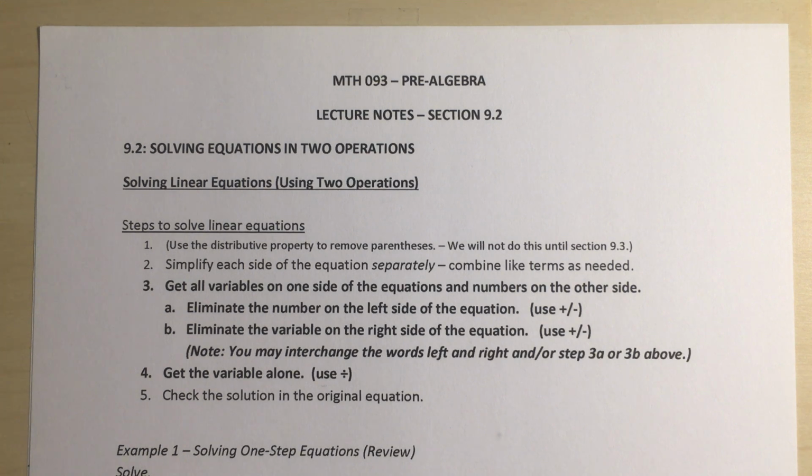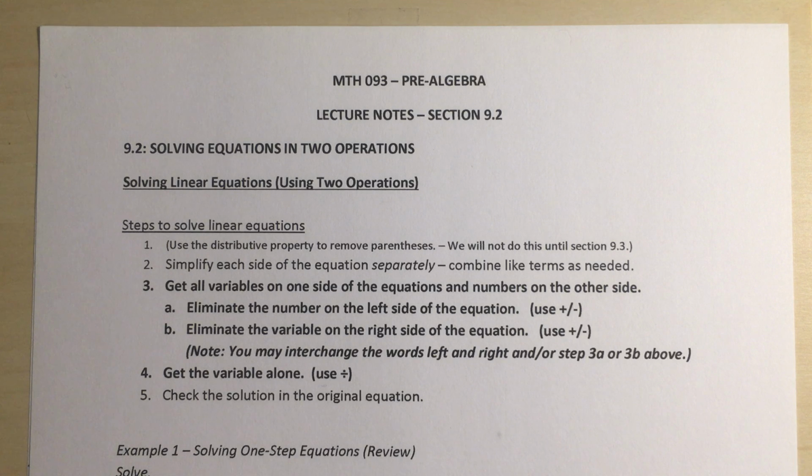Now, in order to remain pretty consistent, for the most part, you're going to see me eliminating the number on the left side of the equation and then the variable on the right. However, you can choose to interchange left and right here. You can choose to interchange the numbers and variables. All that really matters is that you get rid of one thing on one side and the other thing on the other side.